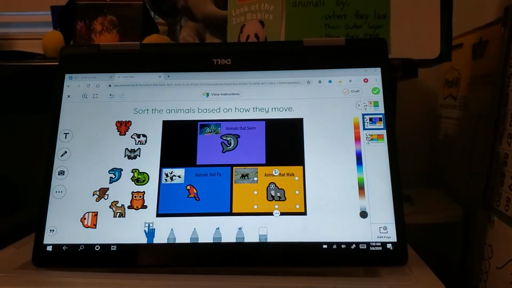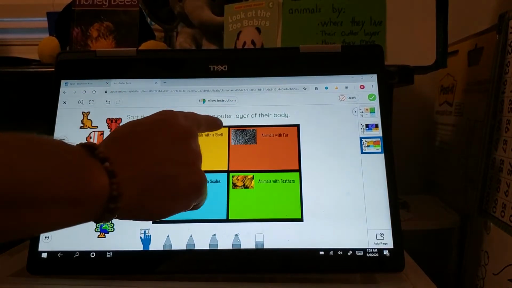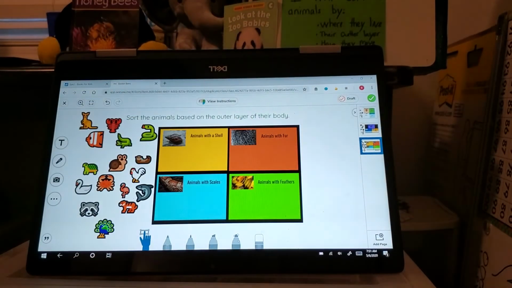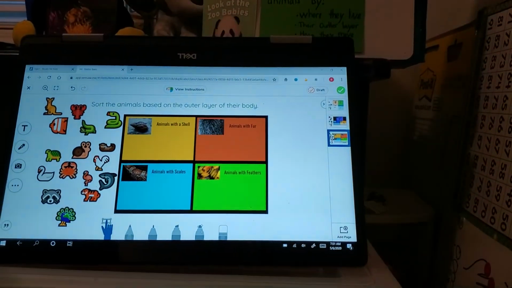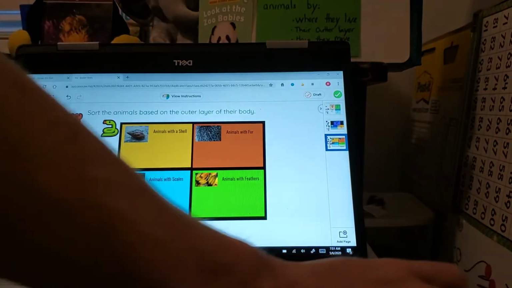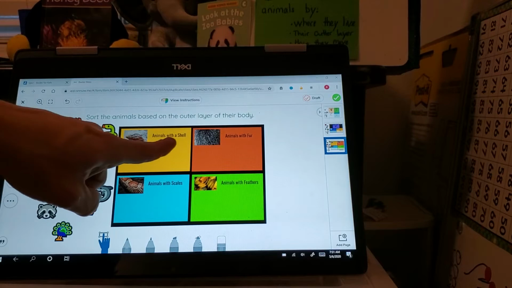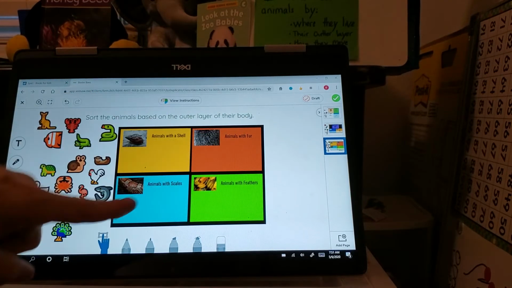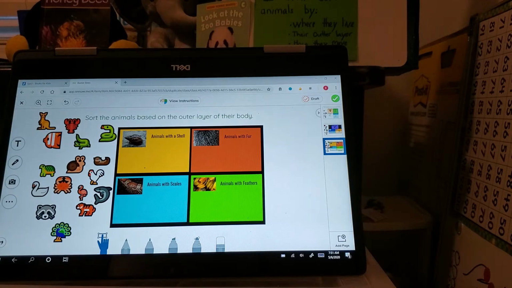Great job. And page 3 talks about sort the animals based on the outer layer of their body. We know that as their covering or the outer layer. So we're talking about what we find on the outside of them. Do they have skin? Or do they have animals with a shell? Animals with fur? Animals with scales? And animals with feathers? Well, look here.